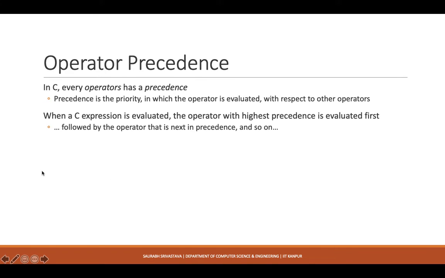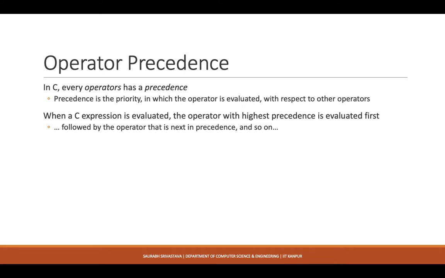So what we have in programming is something known as precedence of an operator. The precedence is essentially the priority with which a particular operator is evaluated with respect to the other operators. This is very important. If a particular expression has just one operator, then precedence doesn't matter. But if you have multiple operators, then there is a hierarchy between them.